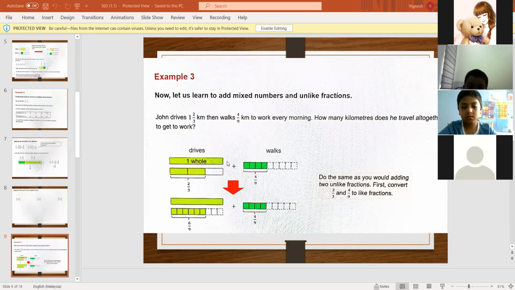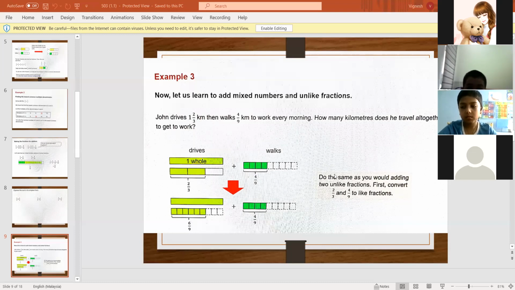So 1 is the whole number, and the bar model shows 2/3, and then the second one is 9/4, how long he walks. Can you see? 4 parts shaded out of 9 parts. Okay, understand or not, class?